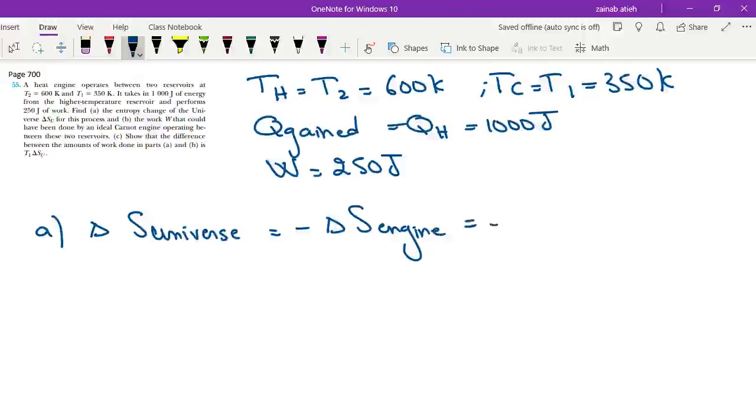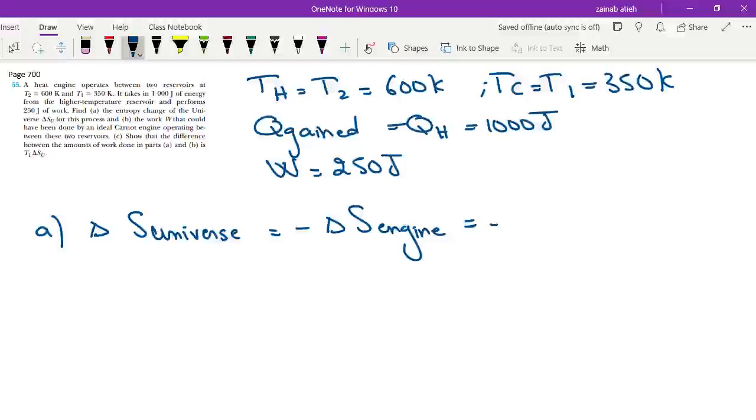Now, for my engine, first, the system took Q H or Q gained, 1000 joule, at a constant temperature of 600 Kelvin. Then it released Q cold, which I have to find, at a temperature of 350 K.